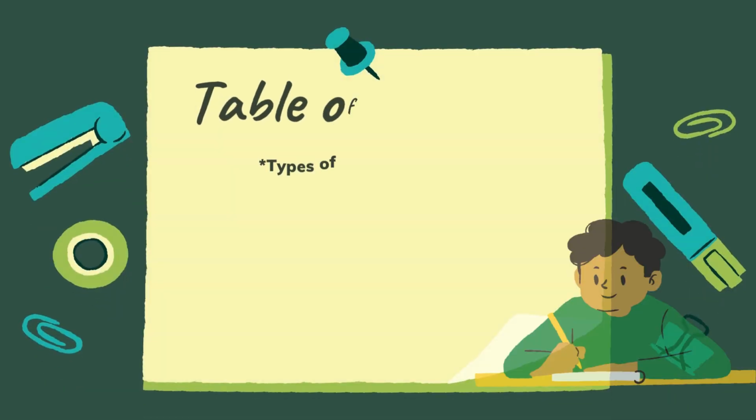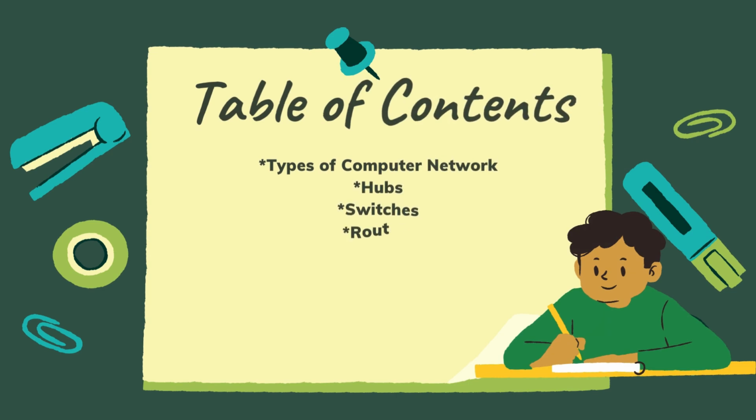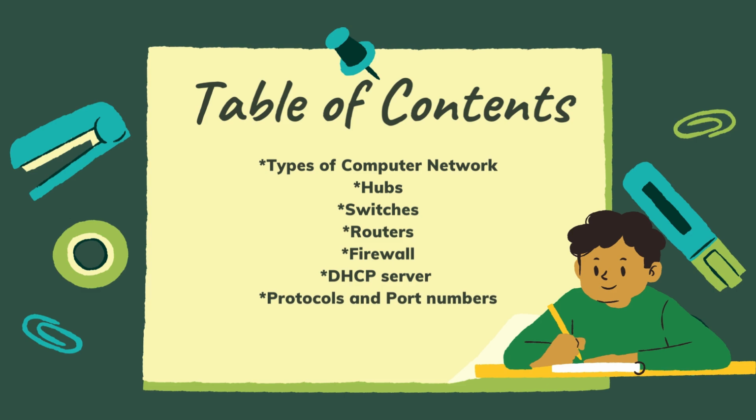Table of contents: types of computer network, hubs, switches, routers, firewall, DHCP server, protocols, and port numbers.